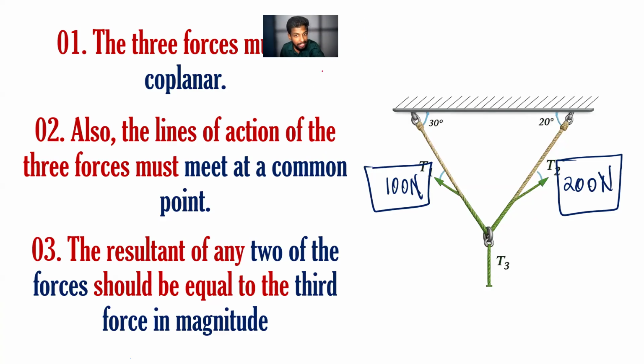We can't say the resultant is 100 or we can't say the resultant is 300 because the forces are inclined. So the resultant of those two forces will be between 100 and 200. It may be 101, it might be 102, it might be 103. For example, in this question, I'm going to take 150.